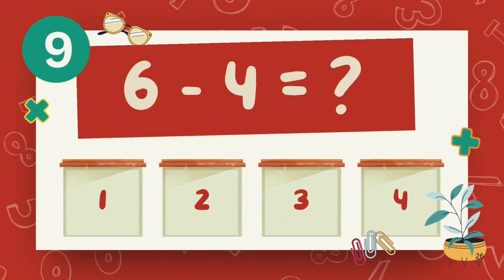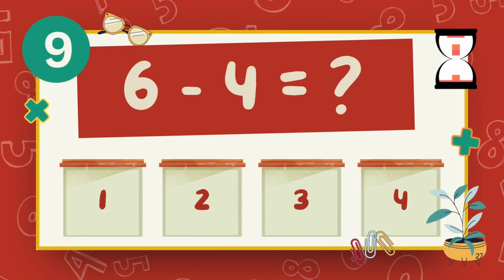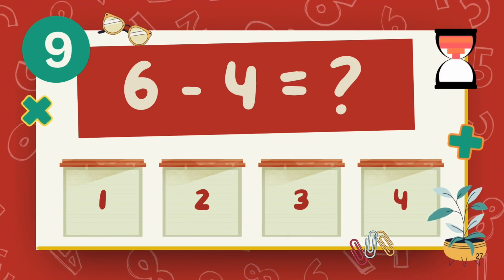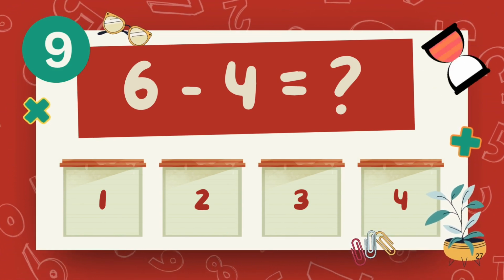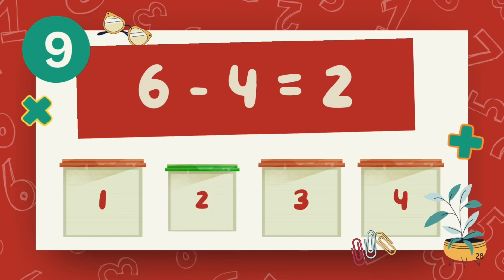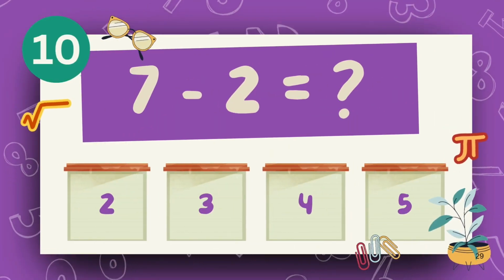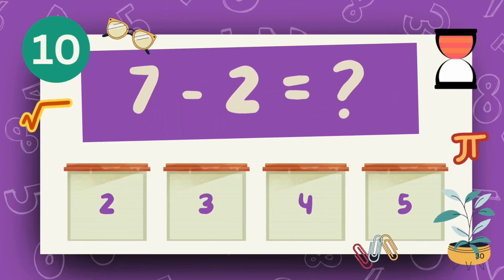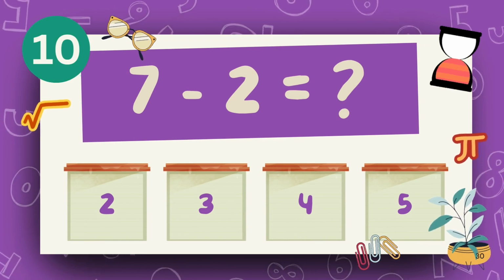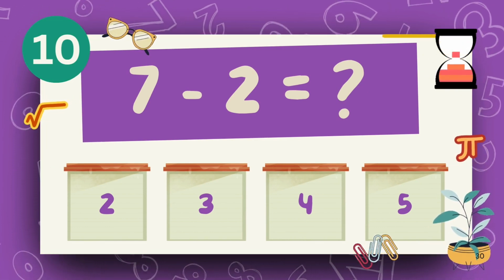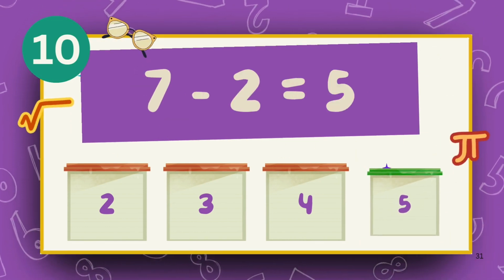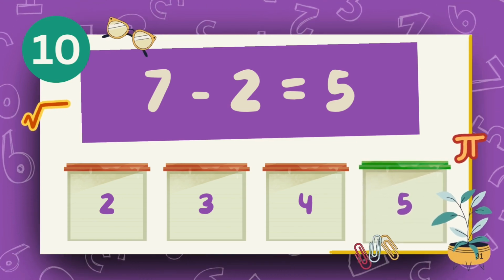What is 6 minus 4? The answer is 2. What is 7 minus 2? The answer is 5.